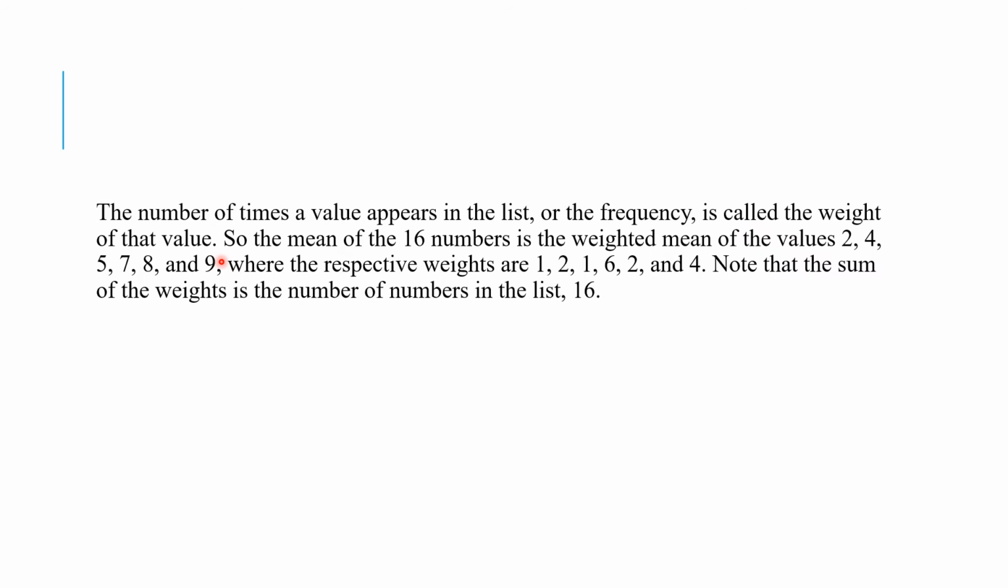The number of times a value appears in the list, or the frequency, is called the weight of that value. So the mean of the 16 numbers is the weighted mean of the values 2, 4, 5, 7, 8 and 9, where the respective weights are 1, 2, 1, 6, 2 and 4. Note that the sum of the weights is the number of numbers in the list, which is 16.